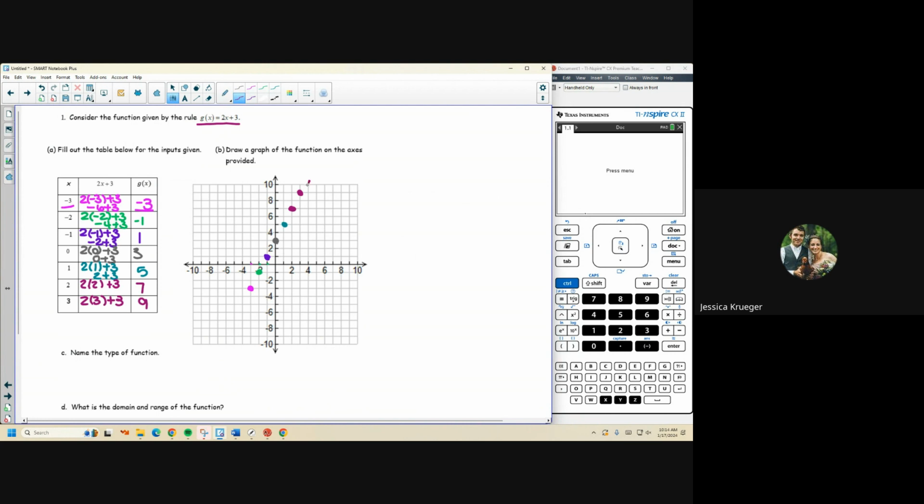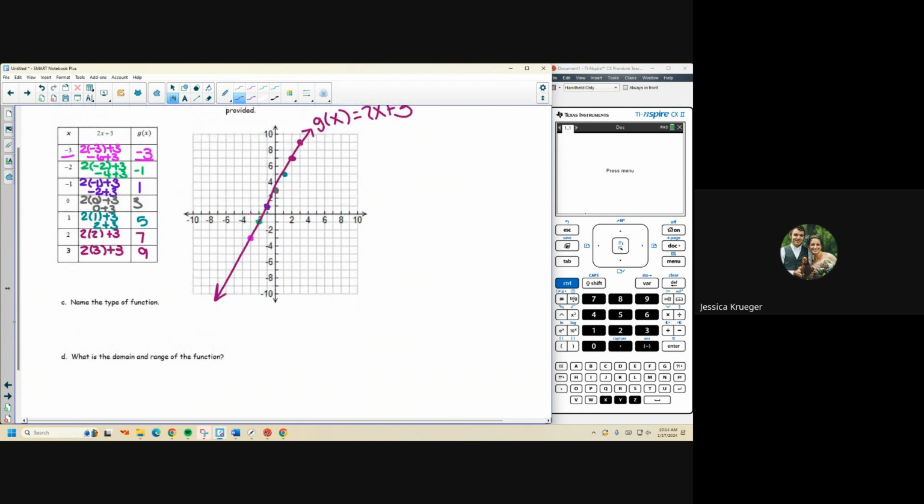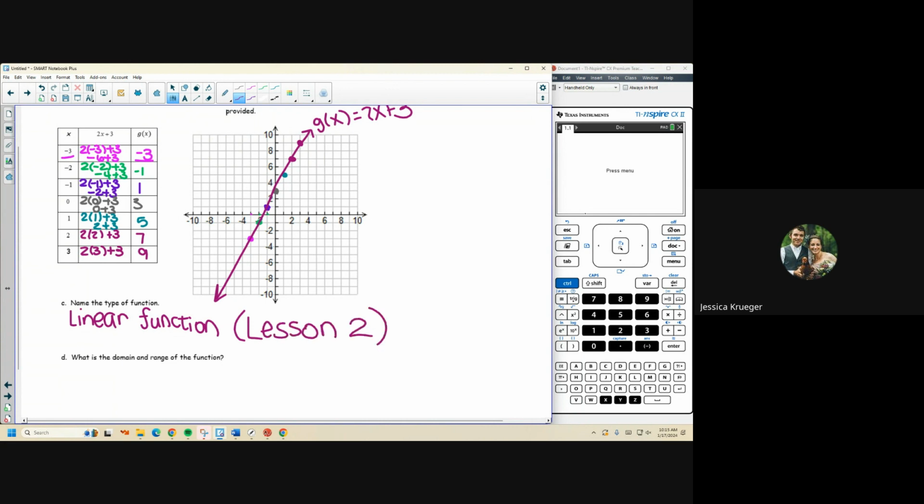And now I can go ahead and connect those. Do not forget to sign the line. I'm going to label this g of x equals 2x plus 3. So I've drawn my graph, I've filled in my table. It says name the type of function. Well, this formed a line, so this is a linear function. And if you've forgotten the names of the types of functions, that is in lesson 2 on the first couple pages.